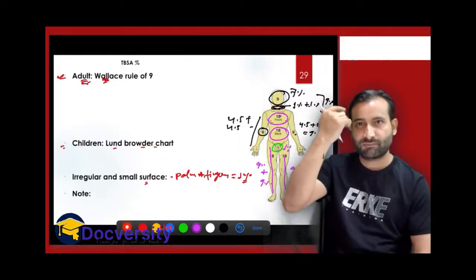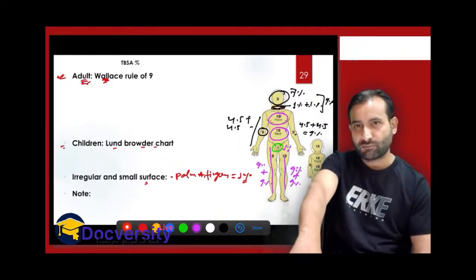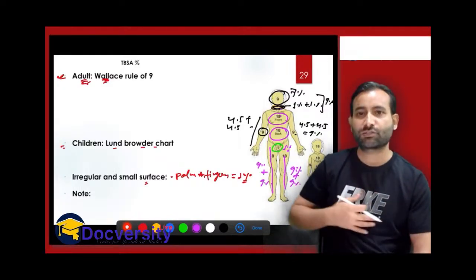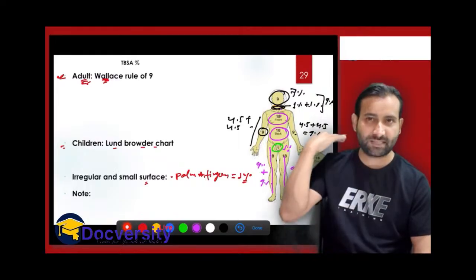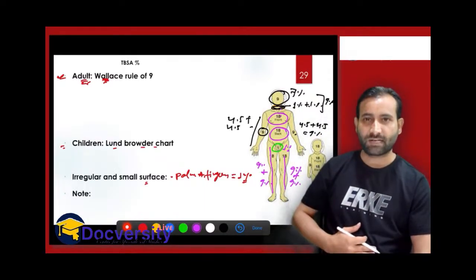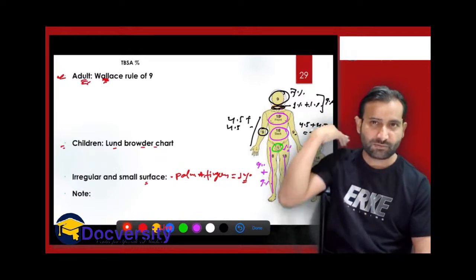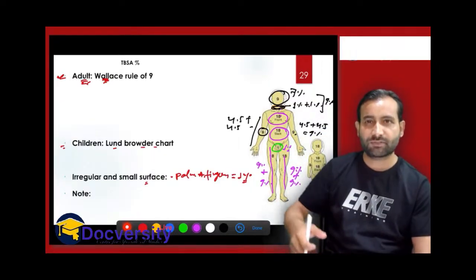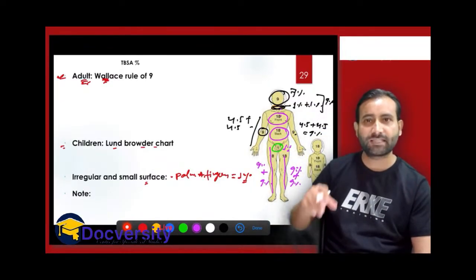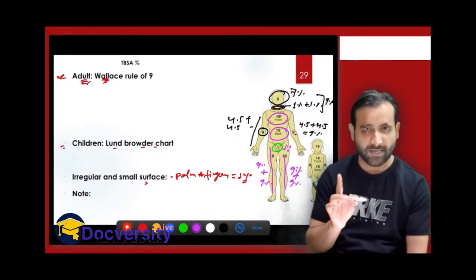So groin 1%, neck 1% front, 1% back, so it is 2%. The head is 7% front and back. And this hand, front I have 4.5, back I have 4.5. This also the same. This chest I have 9%, backside chest 9%. Abdomen front 9%, abdomen back 9%. So this whole trunk front is 18%, backside trunk is 18%. So this total is 36%. Yes, and the leg, my front 9%, back 9%. So total one leg is 18%, right? So remember, this is the Wallace rule of 9.